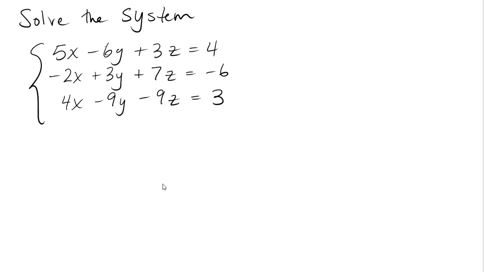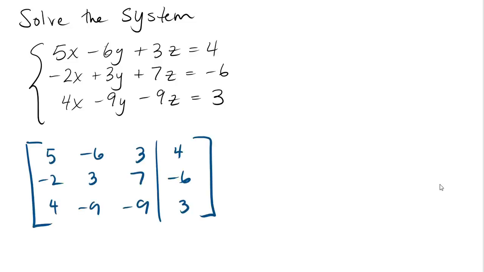Here we've got the system 5x minus 6y plus 3z equals 4, negative 2x plus 3y plus 7z equals negative 6, and 4x minus 9y minus 9z equals 3. I want you to pause the video and see if you can remember all of the steps. First, come up with the matrix representation of the system, and then see if you can remember the calculator steps for inputting the matrix and getting the reduced row echelon form. Here's the augmented matrix that we would use to represent this system.